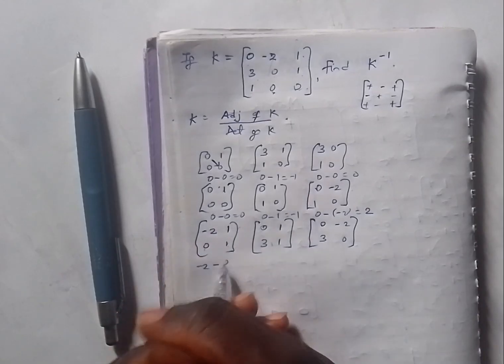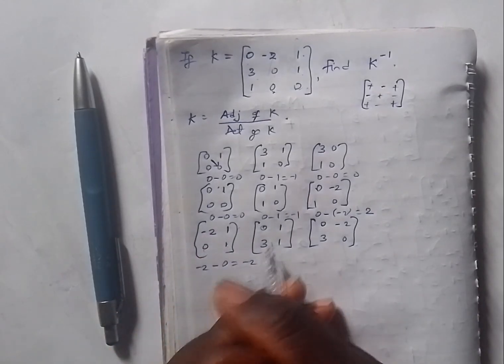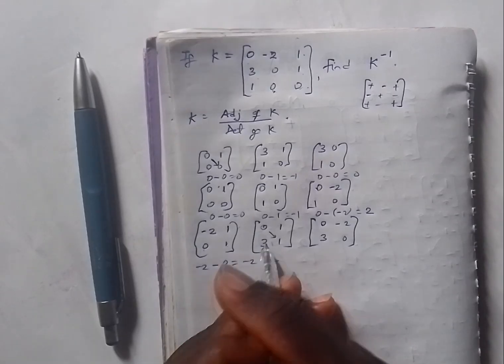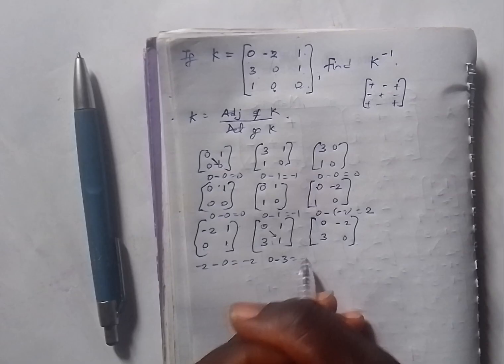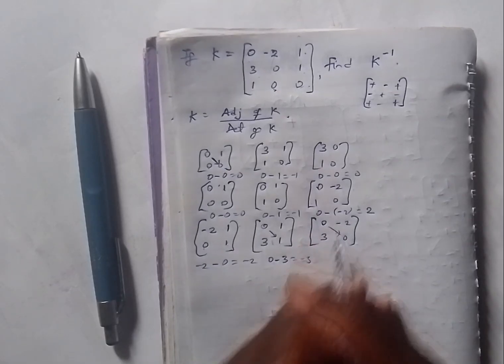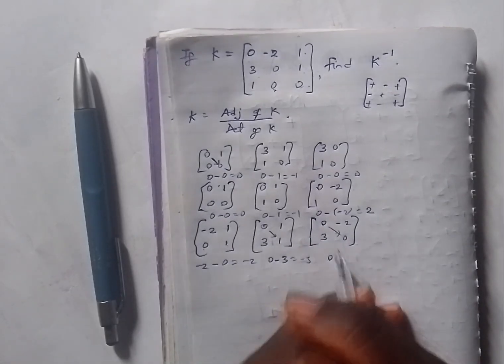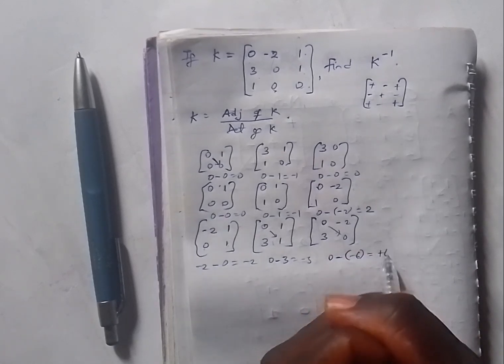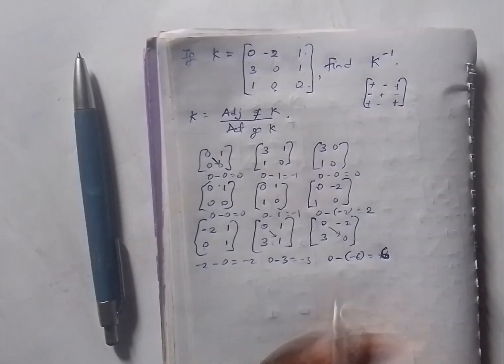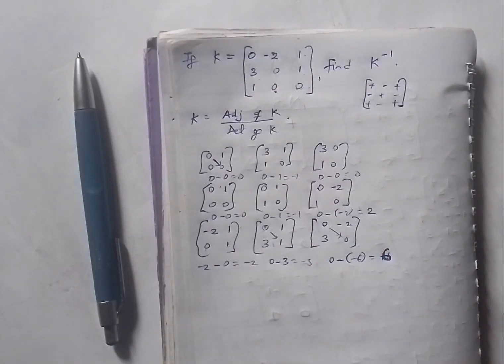Minus 0 times 1 is 0. That's minus 2. 1 times 0 is 0. 0 minus 1 times 3 is minus 3. 1 times 3 is 3. So 0 minus 3 is minus 3. Then 0 times 0 is 0. Minus 3 times minus 2 is minus 6, so that's plus 6. That's normal 6. Plus 6 is the same thing as normal 6. So these are the values I am getting.